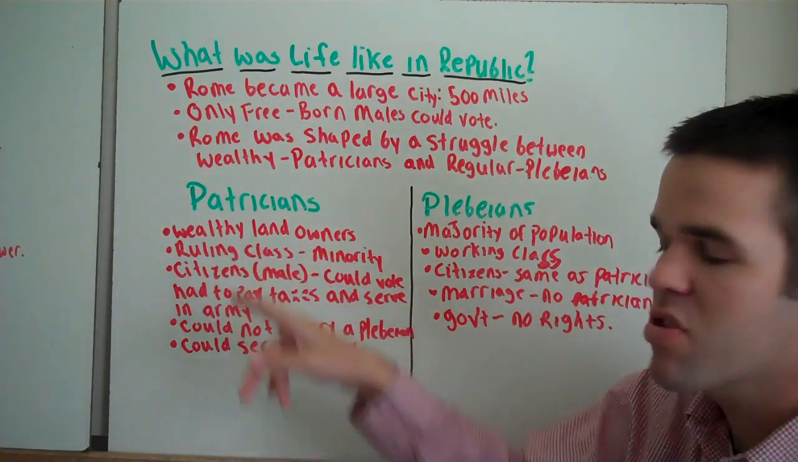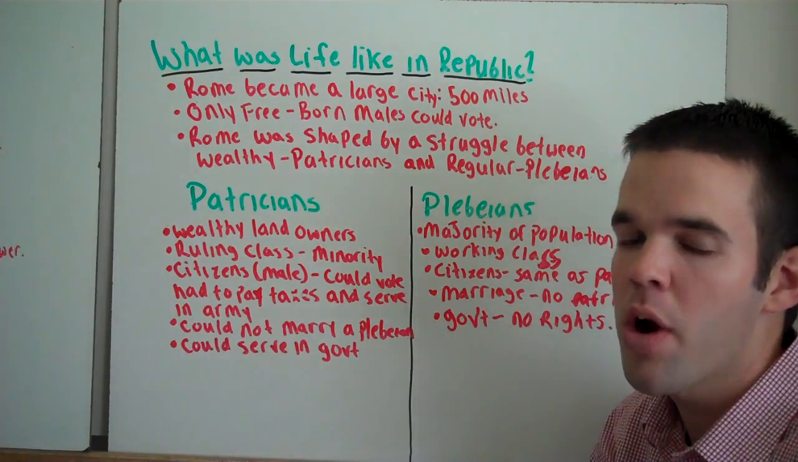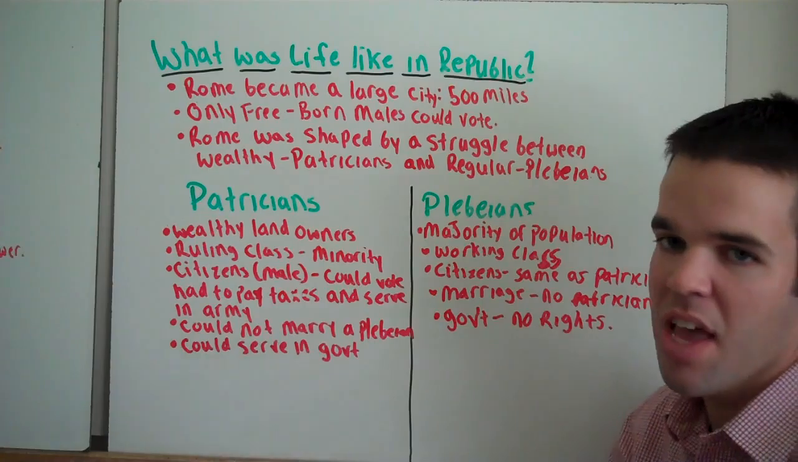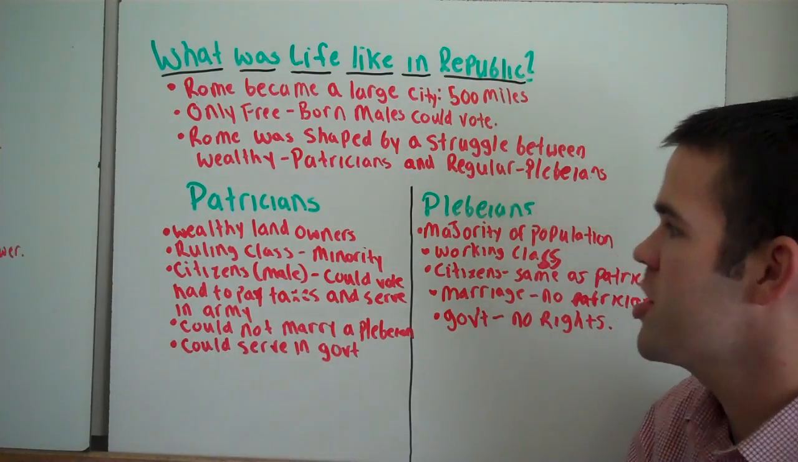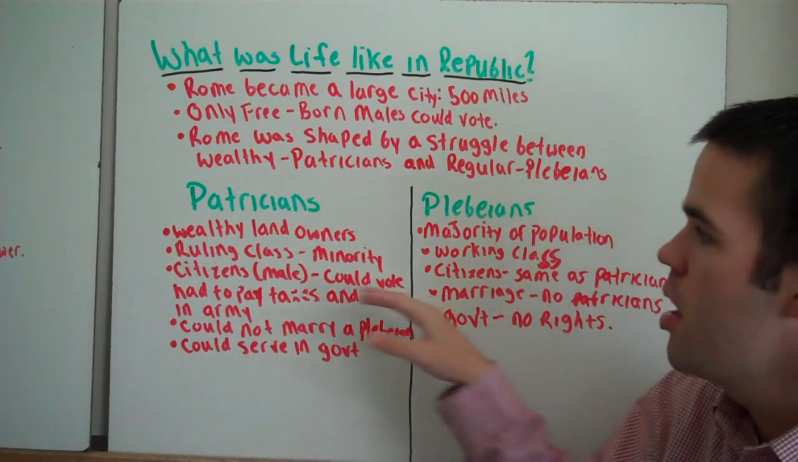The patricians were always wealthy landowners. This is the ruling class. This is the minority of all of Rome. And what does minority mean? It means there were less patricians, even though they were the ruling class. There are less patricians in Rome than there were plebeians.